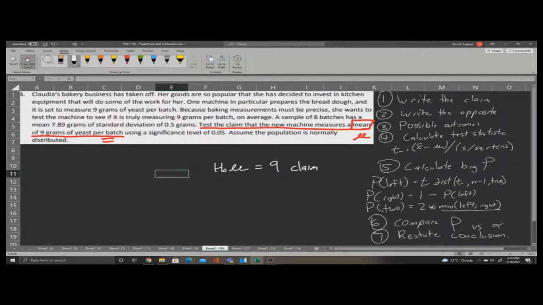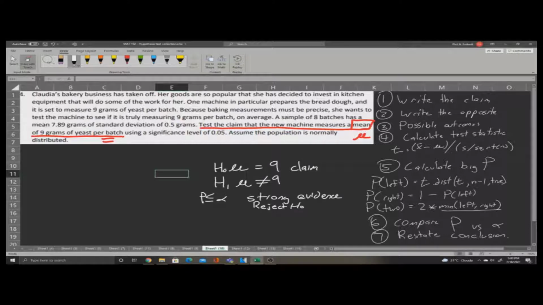Let's write the opposite hypothesis as well. The alternate hypothesis would be the opposite of equals, which is not equal. We still use mu and 9 for our symbol and our number. Our possible outcomes here are if big P is less than or equal to alpha, that means we have strong evidence, and reject the null hypothesis.